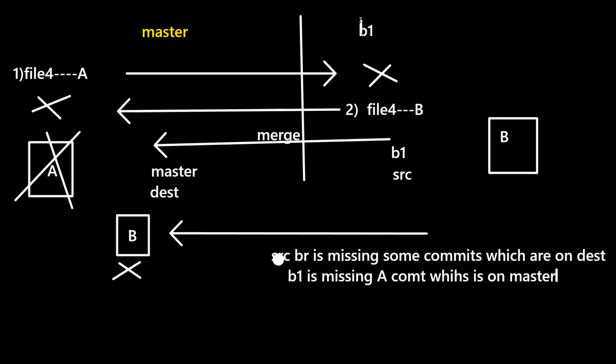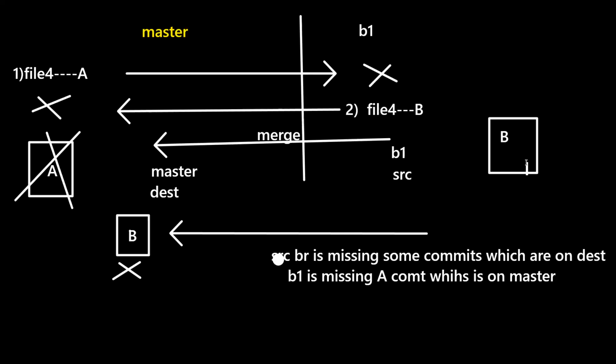When do you get a conflict? It's not just because the file name is the same. The file name is the same and the source is missing some commits. See, Git is a tool which works with respect to changes. We have learned in the previous sessions that changes means commits. Git works always with respect to commits.